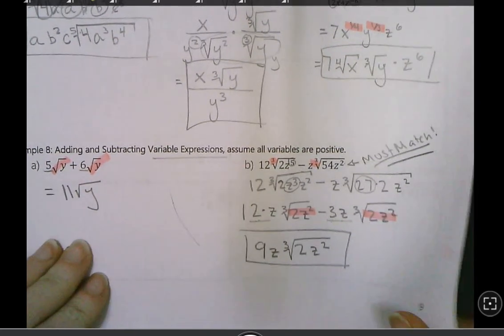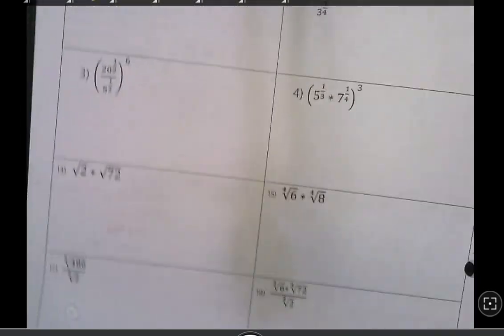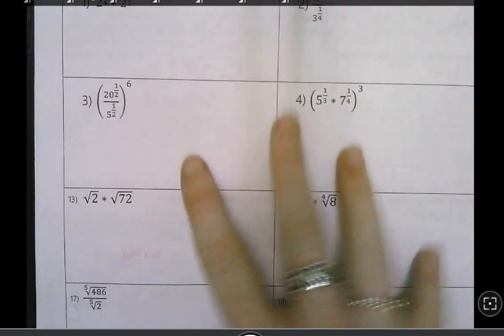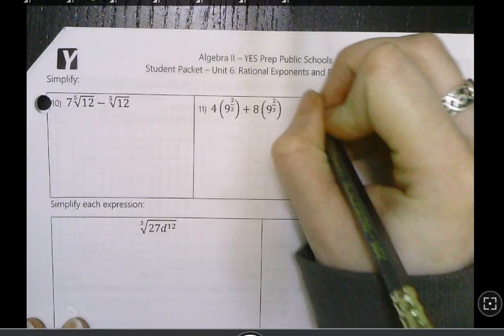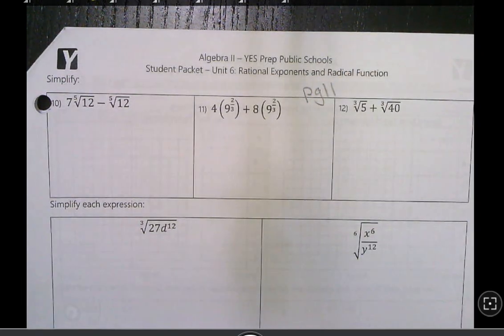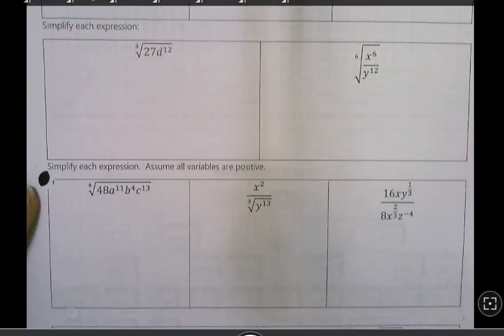So, if you haven't yet, you should be flipping the page over. There's practice on page 10 from the first part of 6.1. You need to complete that now if you haven't already. And then over here on page 11 is the rest of the practice for this lesson. So make sure you complete those as well.